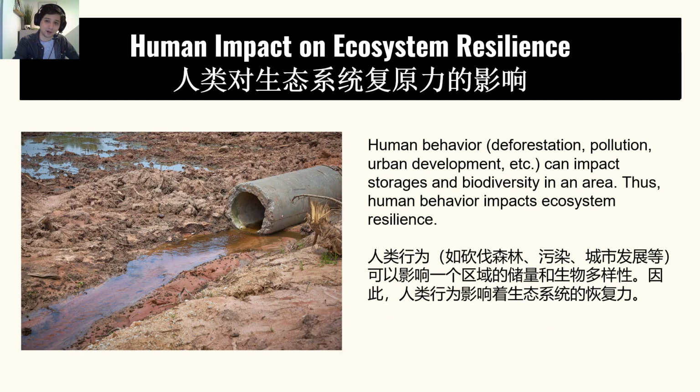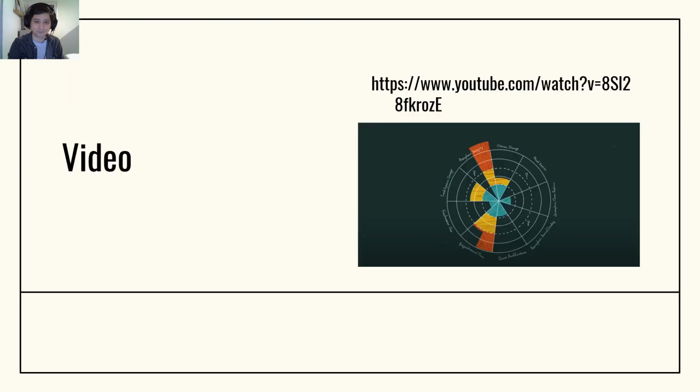Human behavior also impacts ecosystem resilience. So deforestation, cutting down trees, pollution, urban development, which means creating cities. These can all impact storages and biodiversity in an area, and that's pretty obvious. So human behavior impacts ecosystem resilience because it affects storages and biodiversity.